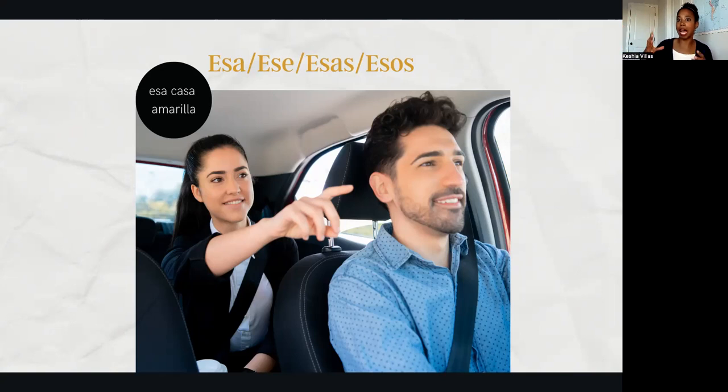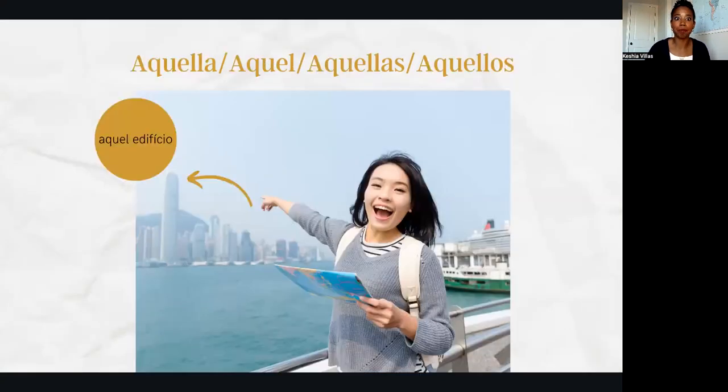She's pointing. She's not holding it. She can't touch it, but she's pointing. It's close enough where the driver can tell, oh, that one right there. Okay, I'll go to it. If she said aquella casa amarilla, it would be way over there, potentially out of sight. But we are seeing that she's pointing right down the road potentially. So that's that yellow house within sight.